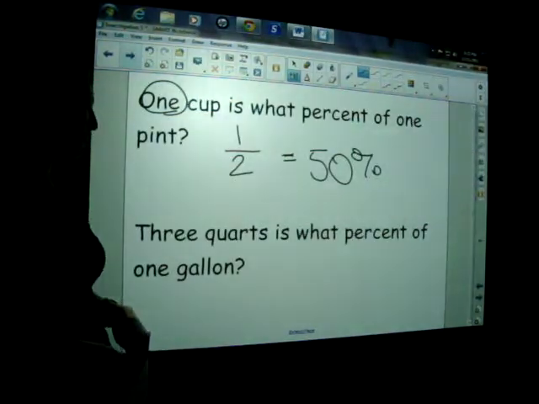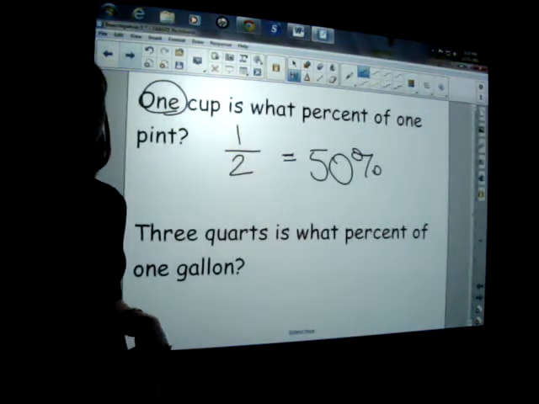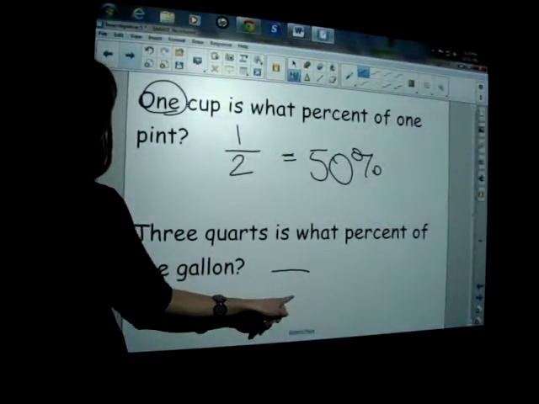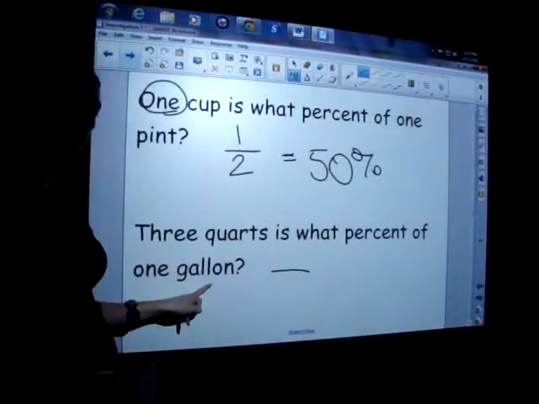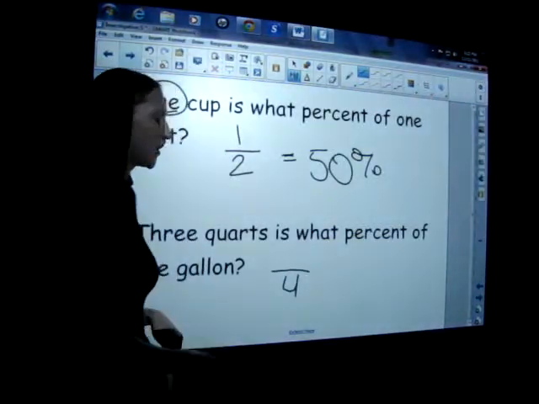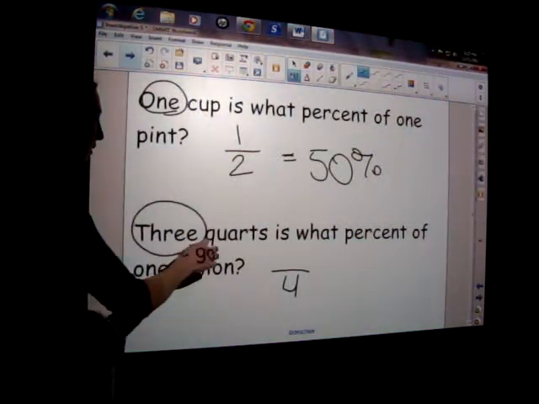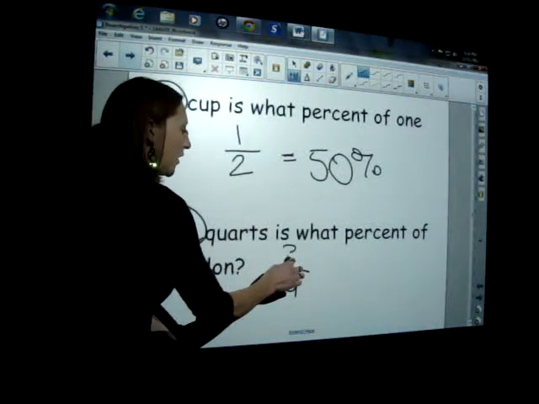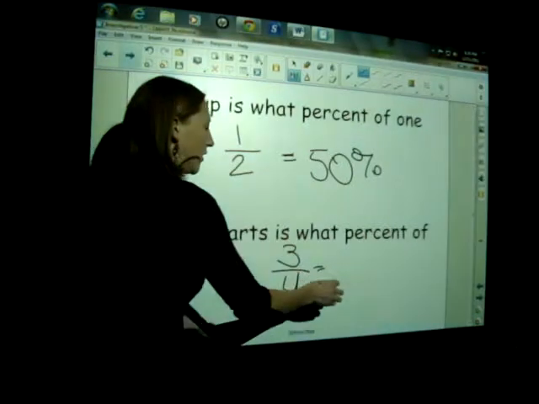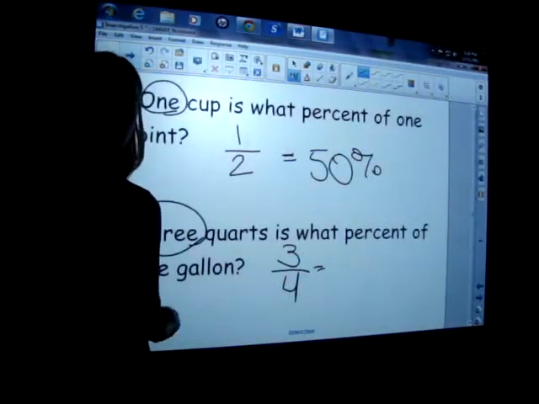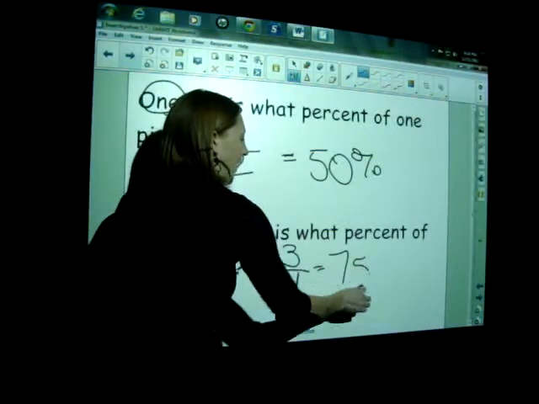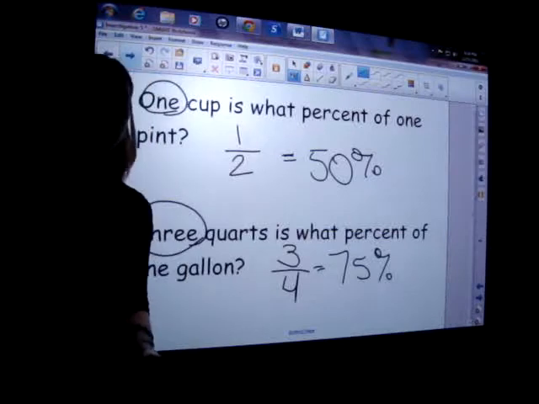3 quarts is what percent of 1 gallon? First, in your fraction, what number is going to go in the denominator? It's going to be how many quarts are in 1 gallon. So think about that. There are 4 quarts in 1 gallon. Now we're looking at 3 quarts to find our percentage. So 3/4. We know that 1/4 is 25, 2/4 is 50, 3/4 is 75. So we get 75%.